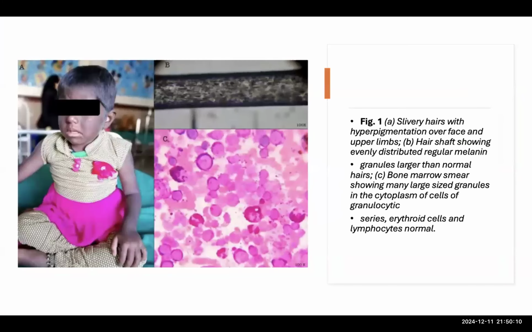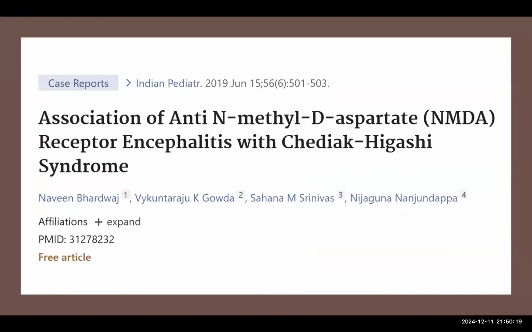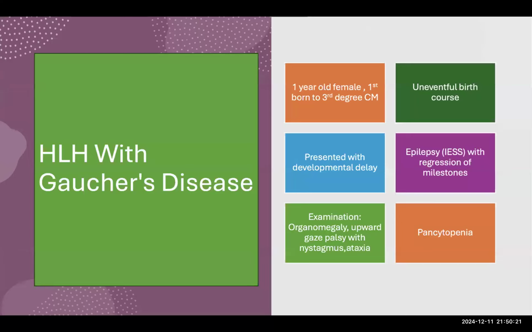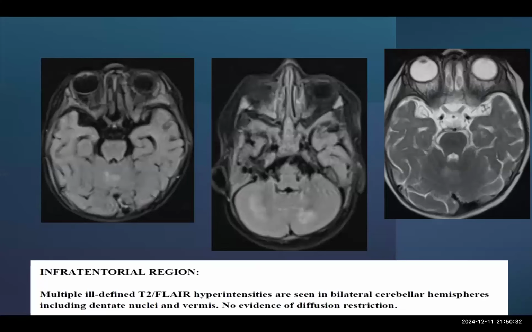Yes, ma'am. And then this was another case with a Shedaic-Higashi positive child, also with pancytopenia. And one with a 1-year-old female, from a 3rd-degree consanguineous marriage, with developmental delay, organomegaly, upward gaze palsy, nystagmus, ataxia, and infantile spasm. This child's MRI also showed asymmetrical white matter hyperintensities.